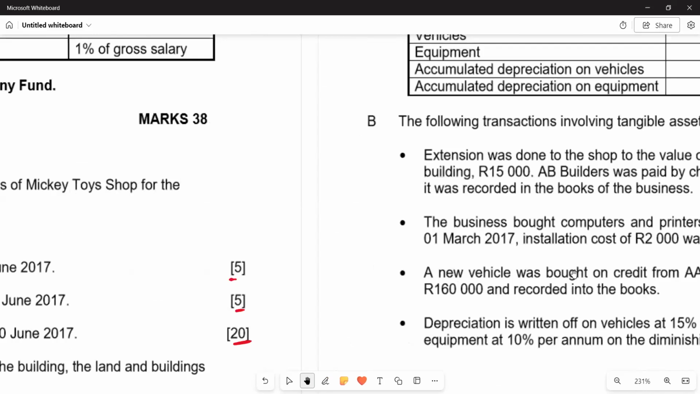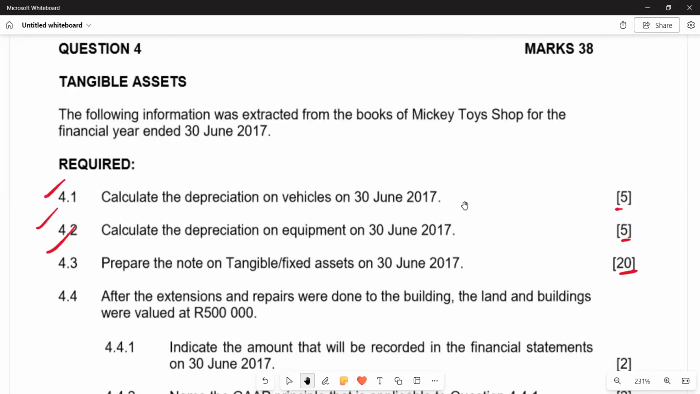So we want to respond to the first part of the question, which is 4.1, which says calculate the depreciation on vehicles on 30 June 2017. So our year is ending on 30 June 2017. Very important to note. So you can try to write down the financial year, where it's starting and where it's ending. It's going to help you when you are making proportionate calculations in terms of the number of months that a fixed asset stayed in the business.